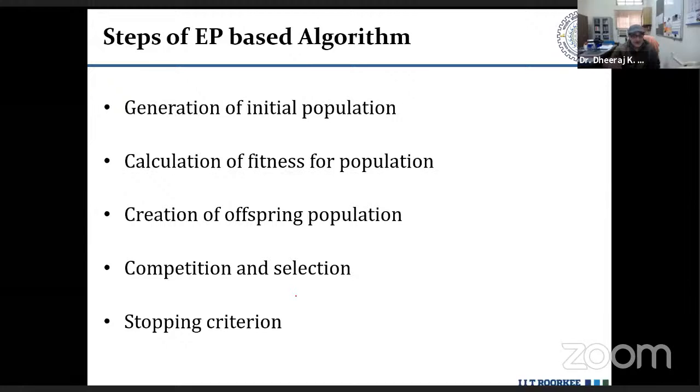So how are we going to solve this problem by the EP based algorithm? The broad steps are: first we have to initialize a population, a number of solution vectors. Then we have to compute the fitness of the population. Then we have to create offspring. There will be a competition between the initial population, or we can say parent population, and the offspring population, and then selection. This process will be repeated until we get the stopping criteria.